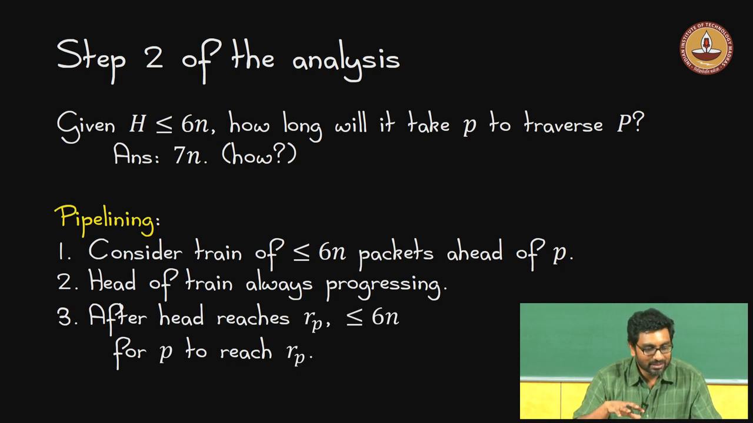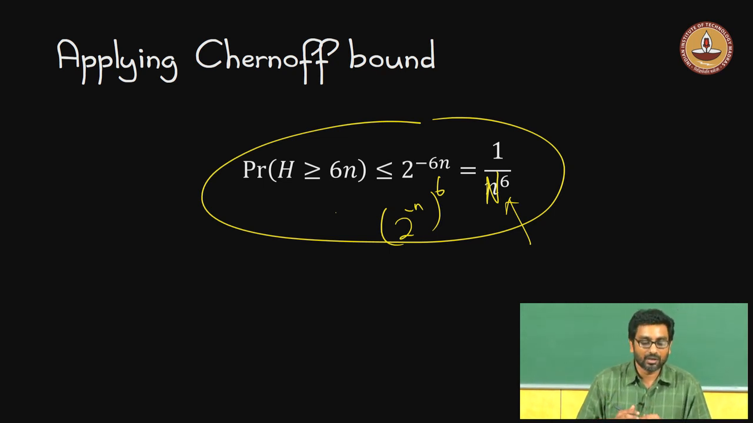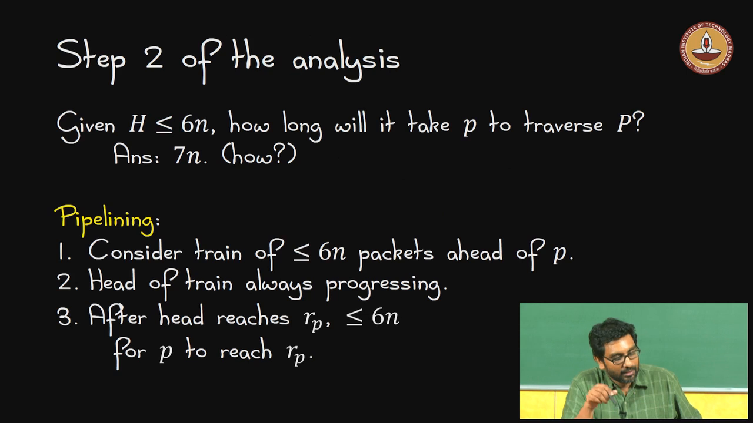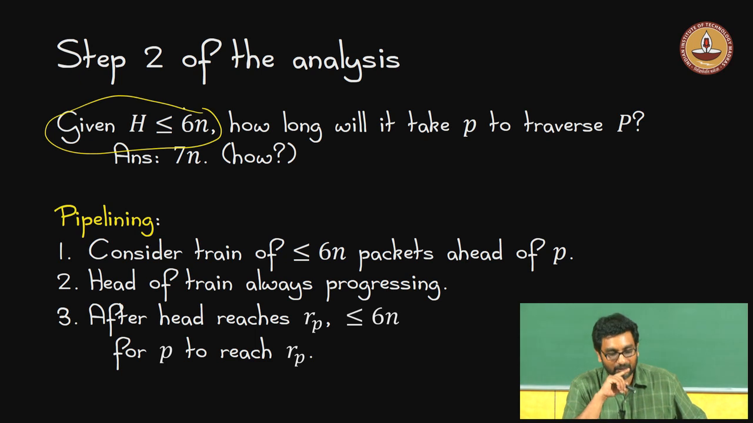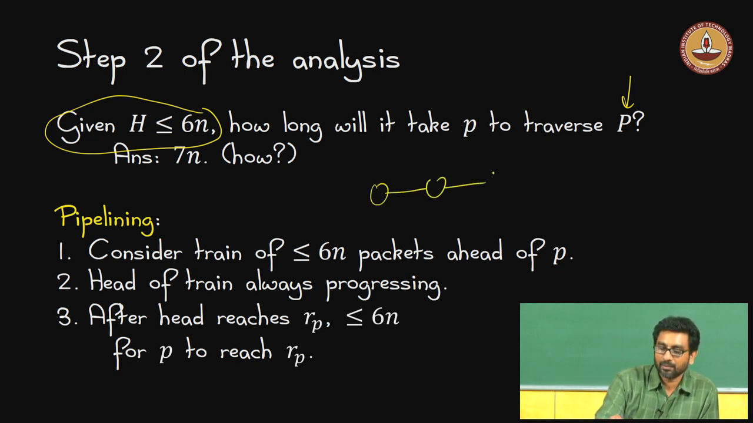Okay, so now let us see the second step in the analysis. What we have done is we have established that h is at most 6n with high probability. It exceeds 6n with very low probability. So now we are just going to assume that h is at most 6n. And how long will it take p to traverse this path capital P? The answer is some 7n. And why? Because there is a pipelining effect going on here. Now let us look at this path P.